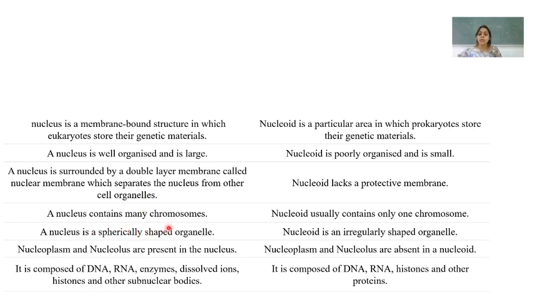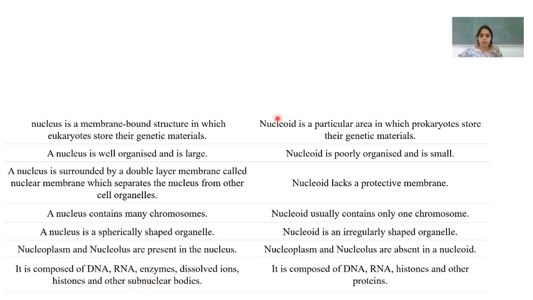Nucleus contains many chromosomes. It's a spherically shaped organelle. Nucleoplasm and nucleolus are present in nucleus. It is composed of DNA, RNA, enzymes, dissolved ions, histones, and other subnuclear bodies.